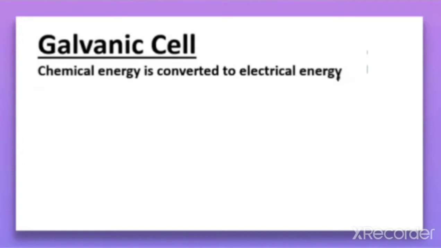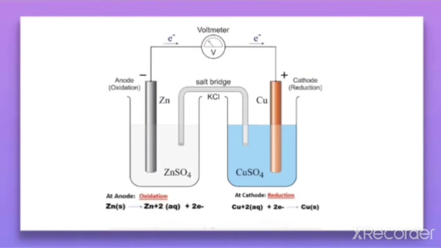So let us discuss the basic principle of construction and working of a cell. Here we are going to discuss a simple cell, that is a galvanic cell, which is also called a Daniel cell or voltaic cell. This is the construction of a galvanic cell. The zinc-copper combination is here. So let us discuss the construction part of the cell.